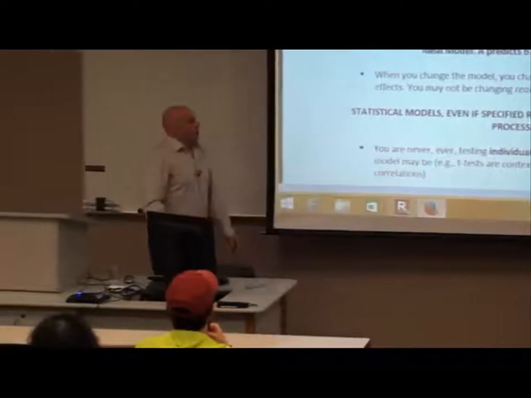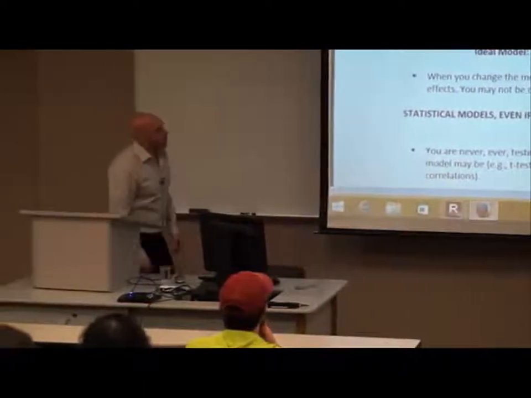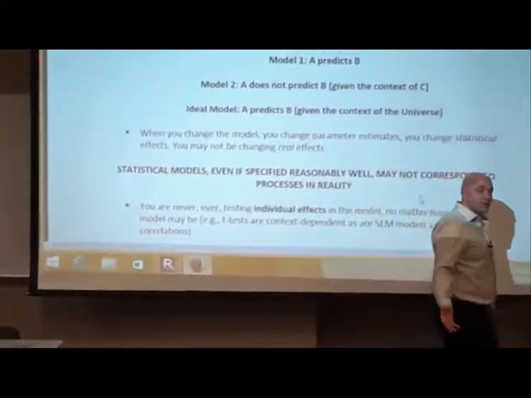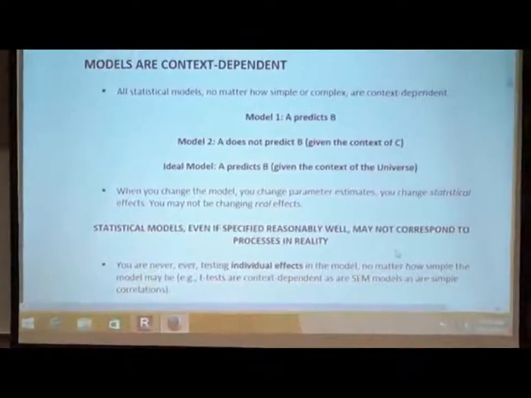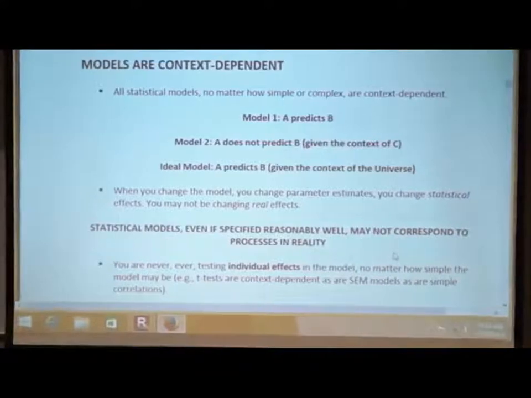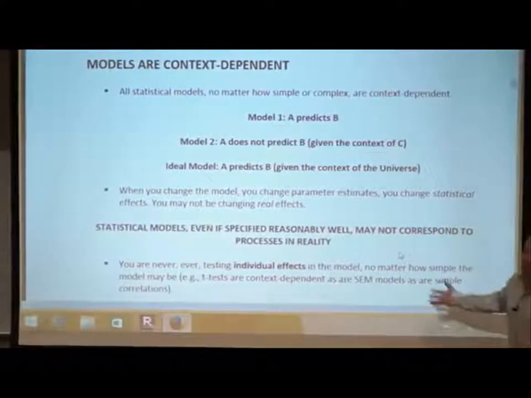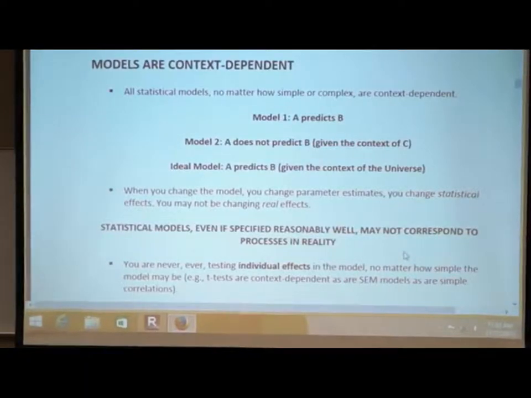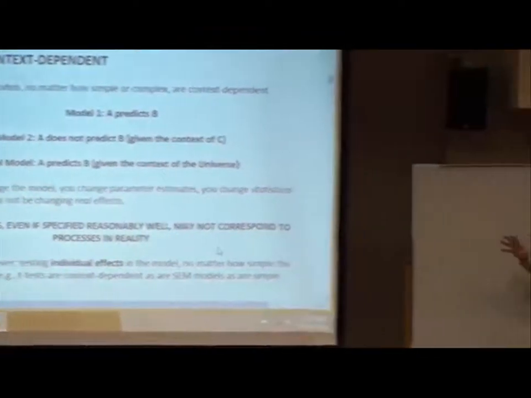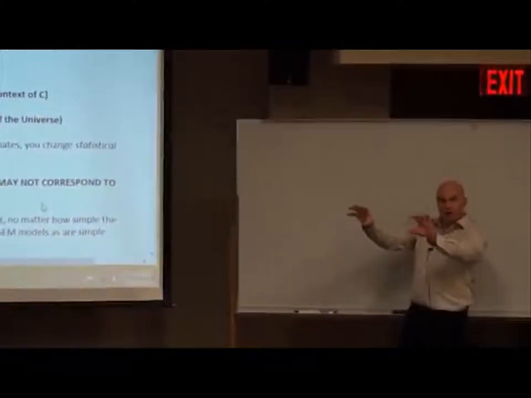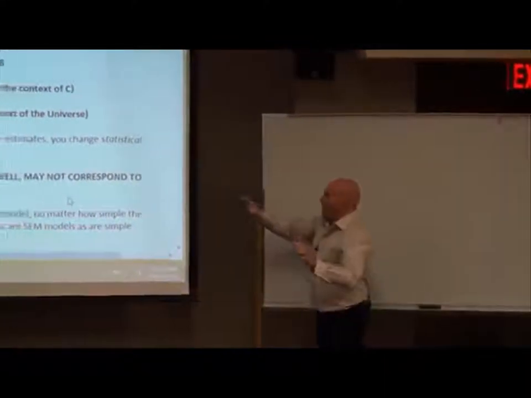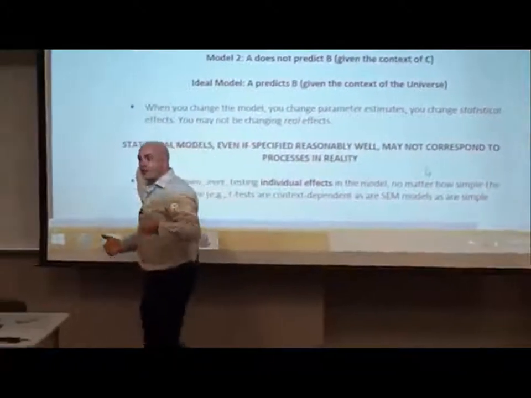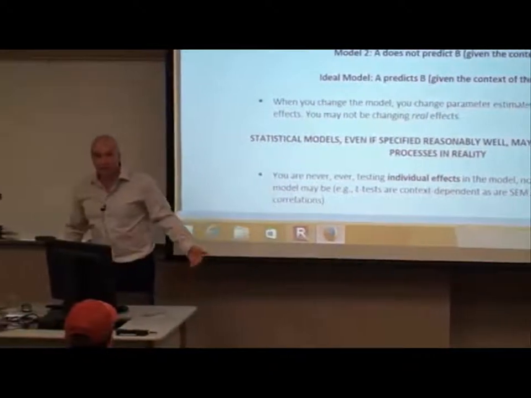What's the ideal model? Well, A predicts B given the context of the universe. I guess that's the best model. So does that mean controlling for the universe? Or does that mean ignoring the universe? I don't know. That's kind of beyond my ability to know. But if you have all the variables in the universe and you're looking at the regression in question, that's the ideal model, because then you know that you've accounted for everything else that could be acting on that relationship.